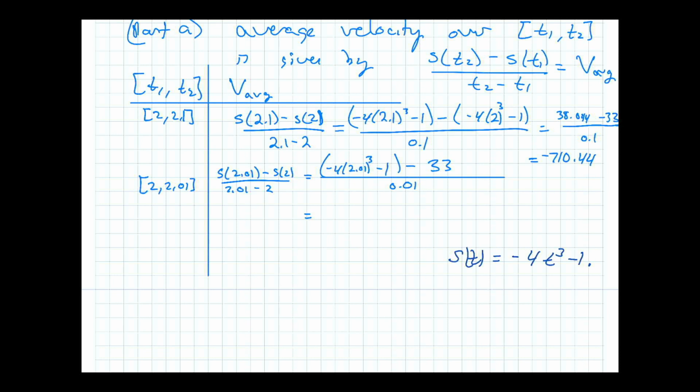So we have this. So you punch this into a calculator. I have negative 4 times 2.01 cubed minus 1. And then that is negative 33.482404 minus 33 over 0.01. Work that out on my calculator. So minus 33 over 0.01. I get what?